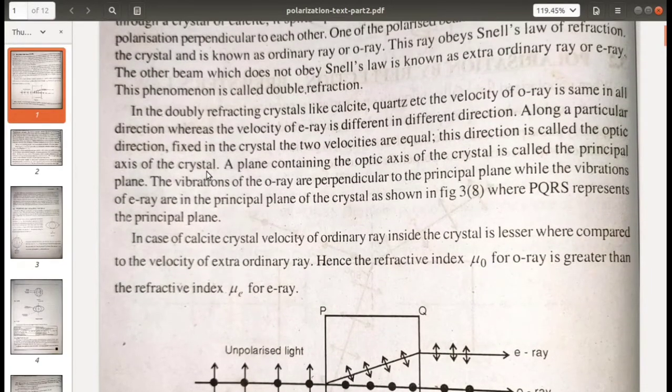So, along the optic axis of the crystal used for double refraction, the velocities of the ordinary and extraordinary rays are the same. Otherwise, they are different in different directions. The plane containing the optic axis of the crystal is called the principal plane. The vibrations of the ordinary ray are perpendicular to the principal plane, while the vibrations of the extraordinary ray are in the principal plane of the crystal.